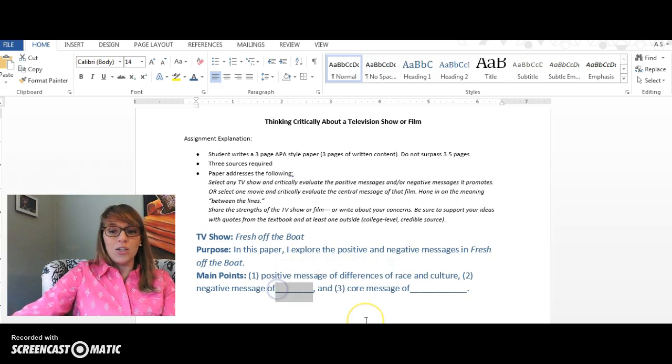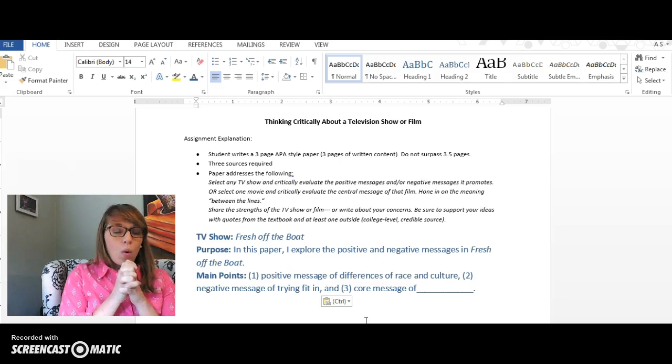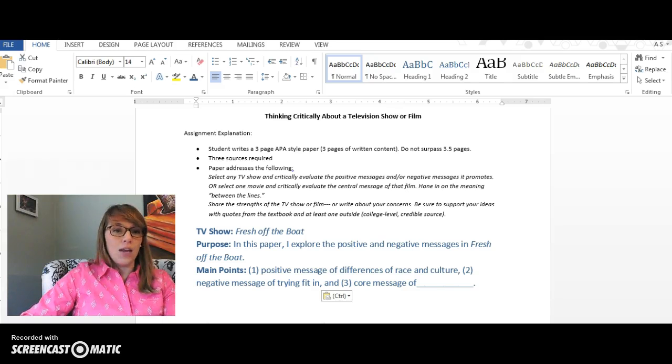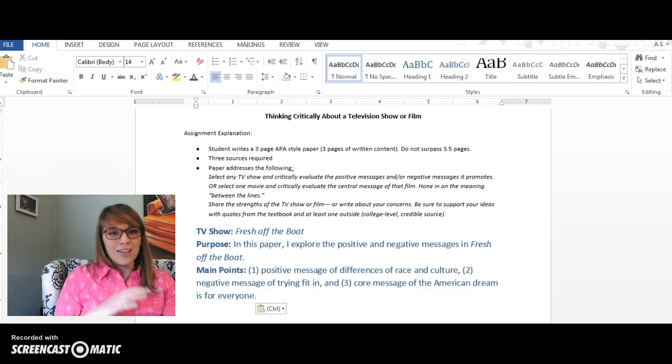I think a negative message in the show is that we repeatedly see this family try to fit in or fit the mold. And I think that's negative. Why can't people just be different and be unique? Why do they have to try to fit in at all? And then I think the core message of the show is actually mostly positive, which is that the American dream is for everyone. That's because Americans come in all forms, all sizes, all races, all religions, and all sexual orientations. The fact that the American dream of providing for your family is for everyone, I think, is at the core of the show, and that's cool.